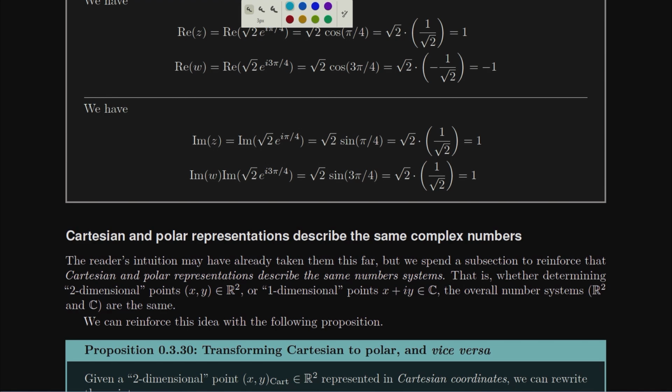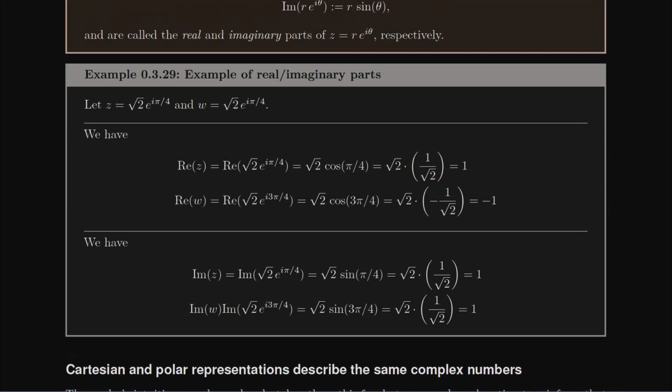Let's go back to graphing these really quick. So what are my 2 points that I'm looking at? It's going to make sense if I graph these. My 2 points are root 2 e to the i pi over 4. So I'm going to jump out to the right by root 2 and then up by pi over 4. There's my first point. And my second point is root 2 e to the i 3 pi over 4, the same amount to the right, but then I'm jumping out over to here.